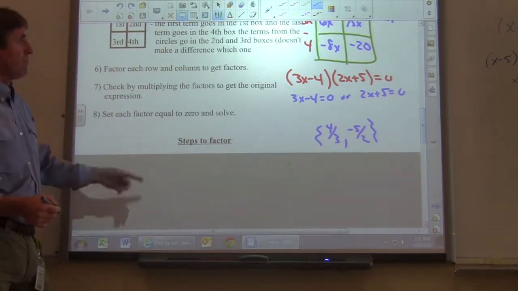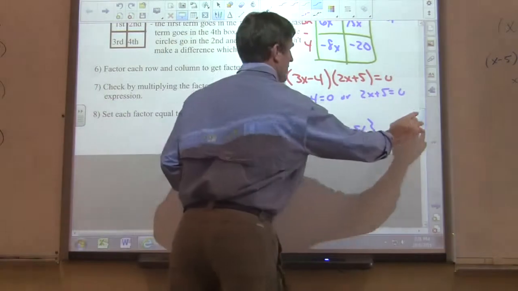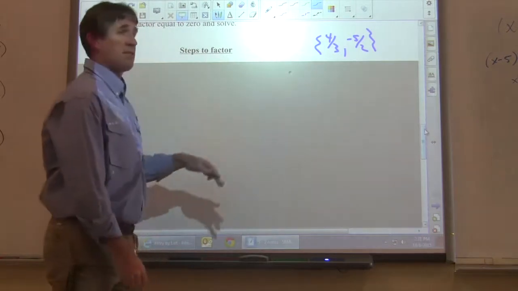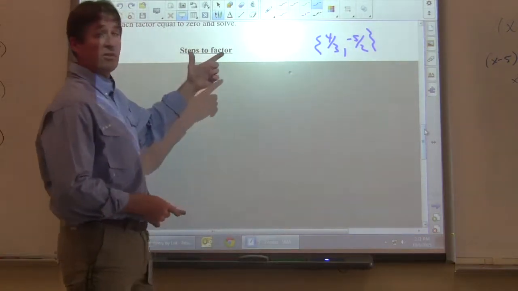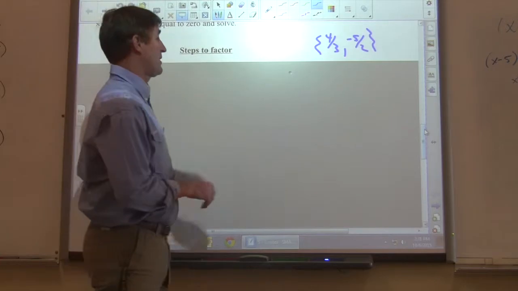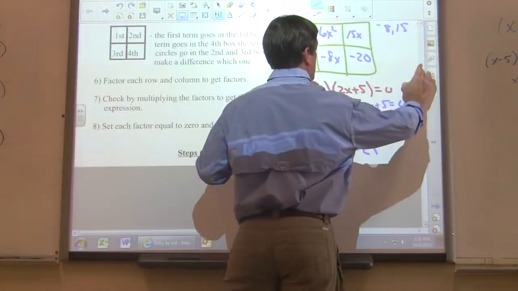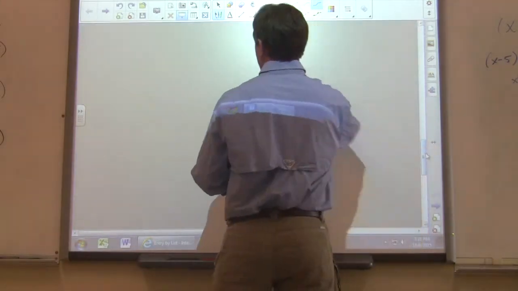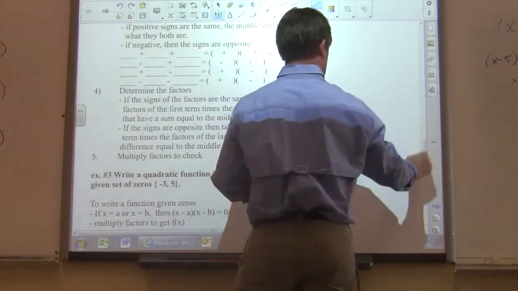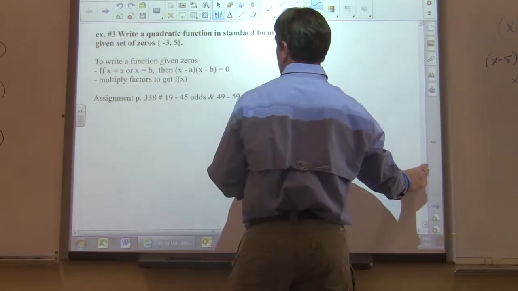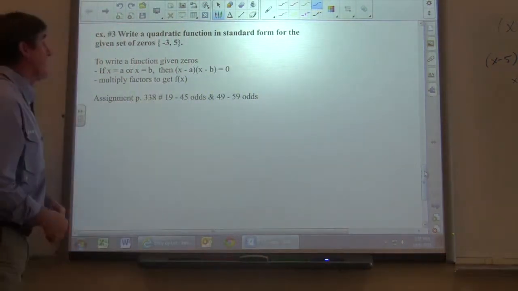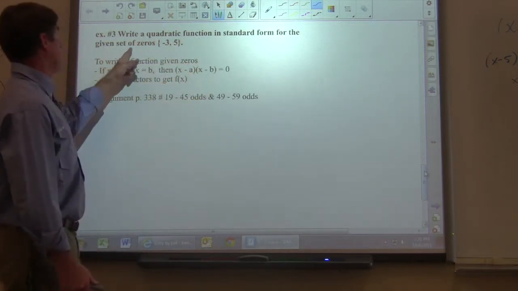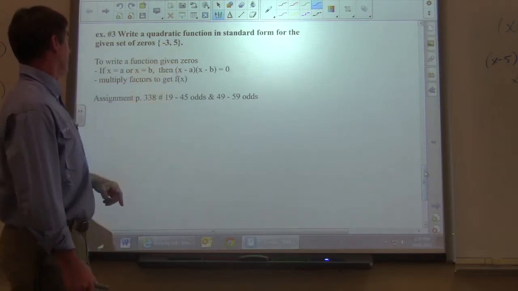That's the second thing you're going to have to do in the assignment. I have another set of steps to factor. I'm going to skip that since most of the students seem to be doing this by the X method. This is just how I used to factor. So we'll skip that and go down to the last thing you have to do on this assignment, which is the easiest part. So for example number 3 on your half sheet, they're going to ask you to write a quadratic function in standard form for the given set of zeros, negative 3 and 5.